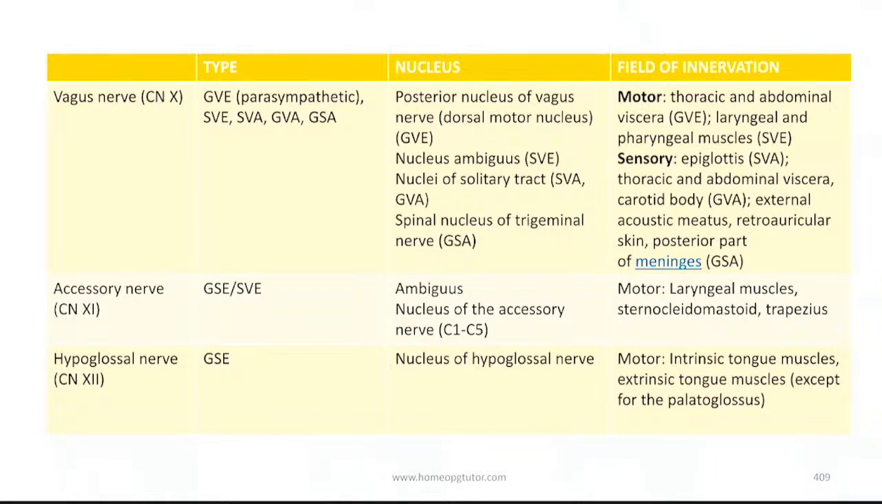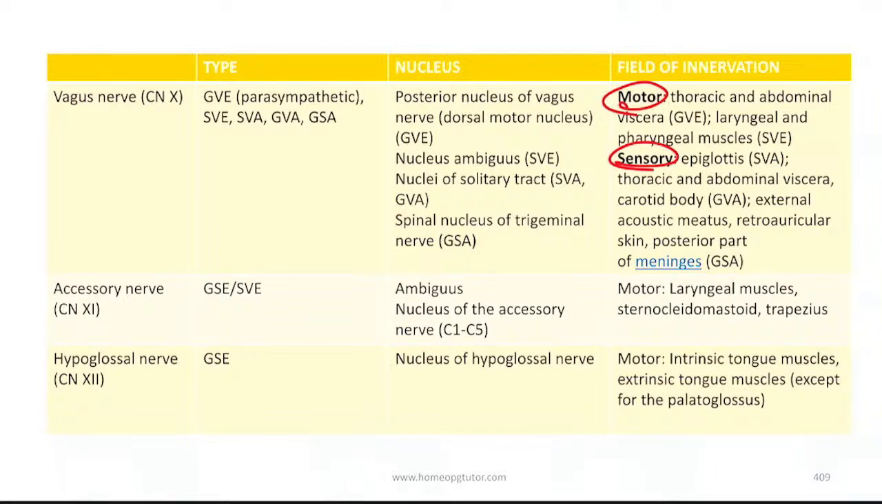It supplies the lungs. It gives all the parasympathetic fibers to the lungs or the bronchi. Gives off parasympathetic fibers to the heart, to the GI tract, hepatobiliary tract, everything. It has motor branches and sensory branches, and also parasympathetic branches.